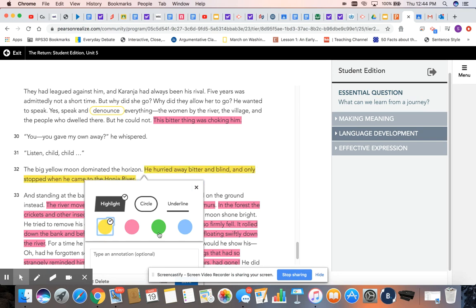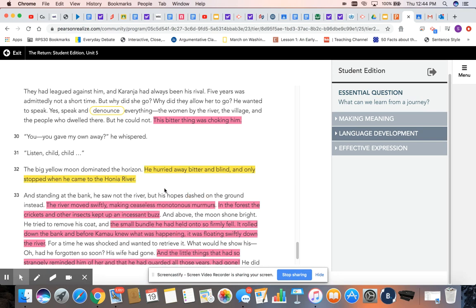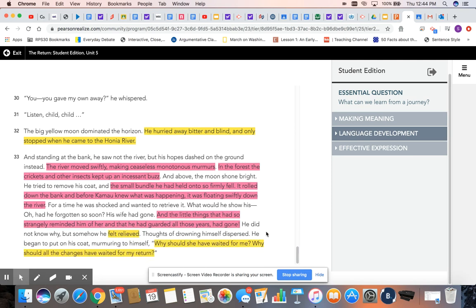And standing at the bank, he saw not the river, but his hopes dashed from the ground instead. The river moved swiftly, making ceaseless, monotonous murmurs. In the forest, the crickets and other insects kept up an incessant buzz. And above, the moon shone bright. He tried to remove his coat, and the small bundle he had held onto so firmly fell. It rolled down the bank, and before Kamau knew what was happening, it was floating swiftly down the river.